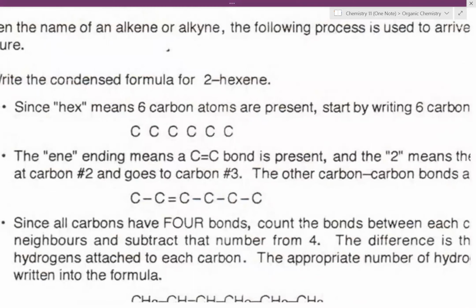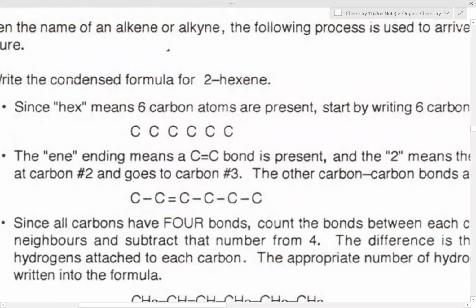So here, this would be 1, 2, 3, 4, 5, 6. So the 2 means that it's between carbon 2 and carbon 3. If I said 3-hexene, it would be between carbon 3 and carbon 4. If I said 1-hexene, it's between carbon 1 and carbon 2. Okay?